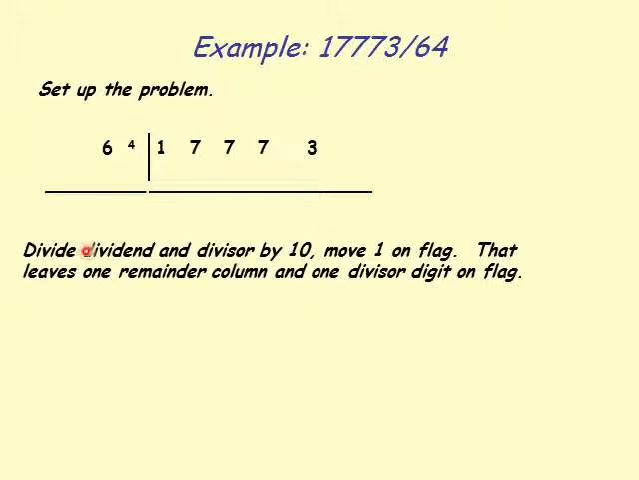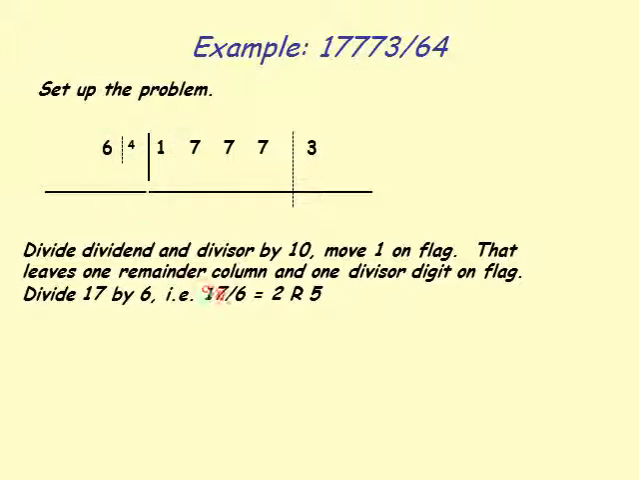Let's continue. First we divide the dividend and divisor by 10. That will move one digit to the flag and leaves one column for the remainder. Let's see what happens. This is the remainder column here. This is my digit on the flag. Let's continue here. Now we're going to divide by 6.